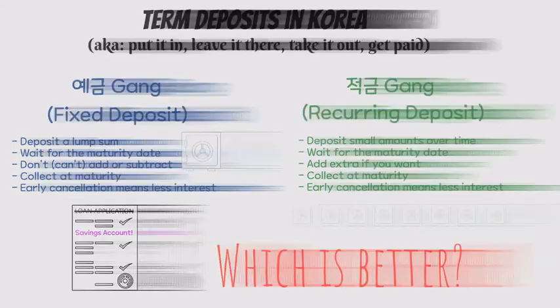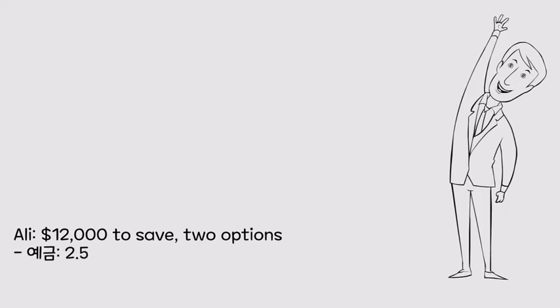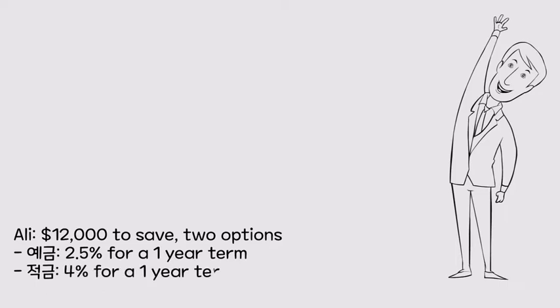Well, let's consider the main differences using an example. Here's Ali. Ali has 12,000 bucks in hand and he's looking to deposit it over the course of a year, and he has either a Jokkum or a Yekum option. The Yekum returns 2.5% at maturity, and the Jokkum returns 4% at the end of the year. At first glance, the 4% interest rate obviously looks better, right? Well, let's do some math.